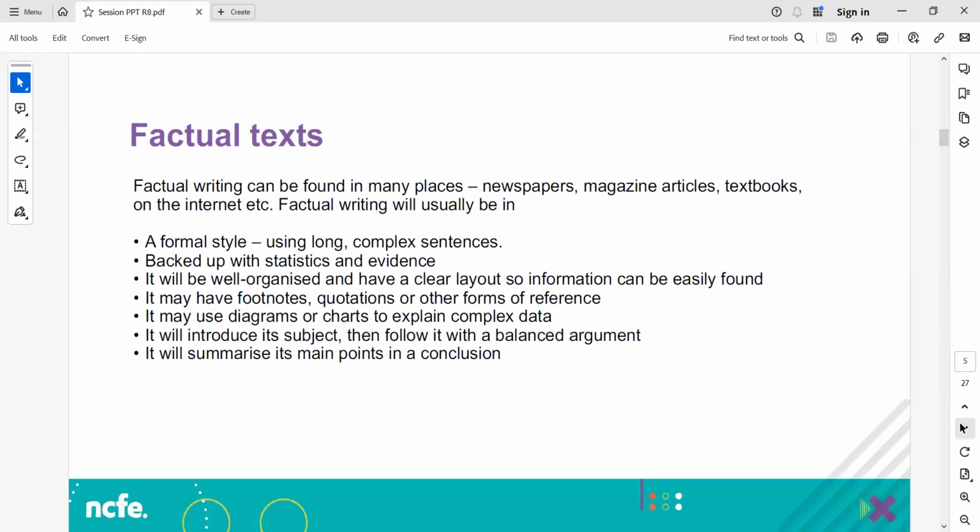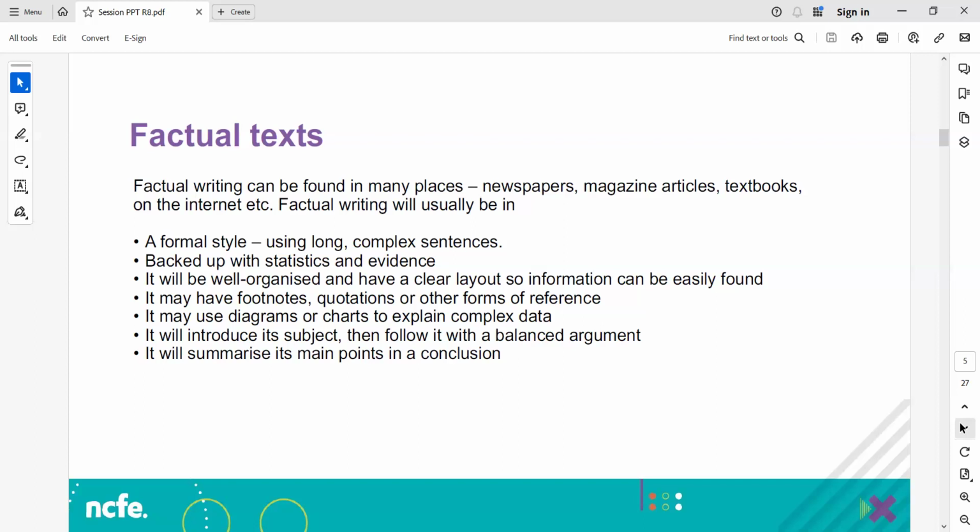So let's look at those different text types. Factual. So factual writing can be found in many places, such as newspapers, magazine articles, textbooks, on the internet, and so on. And I'm sure you've all come across that at some point. And it will usually be factual writing in a formal style, so more long, complex sentences. There'll be statistics and evidence to back up the points that are made.